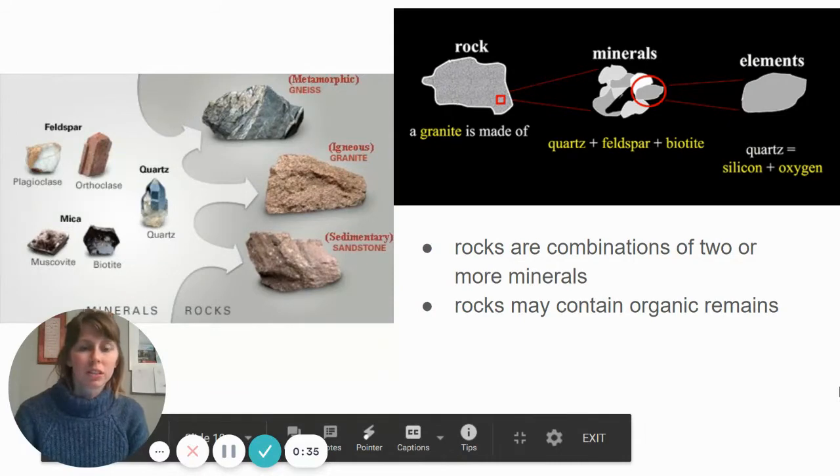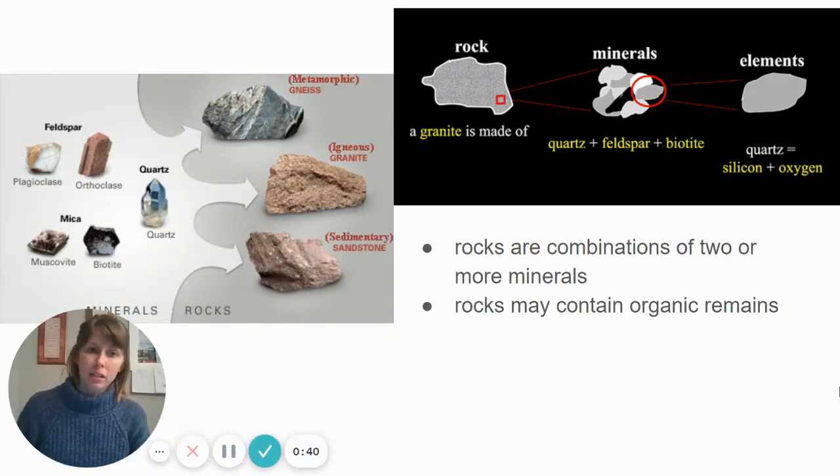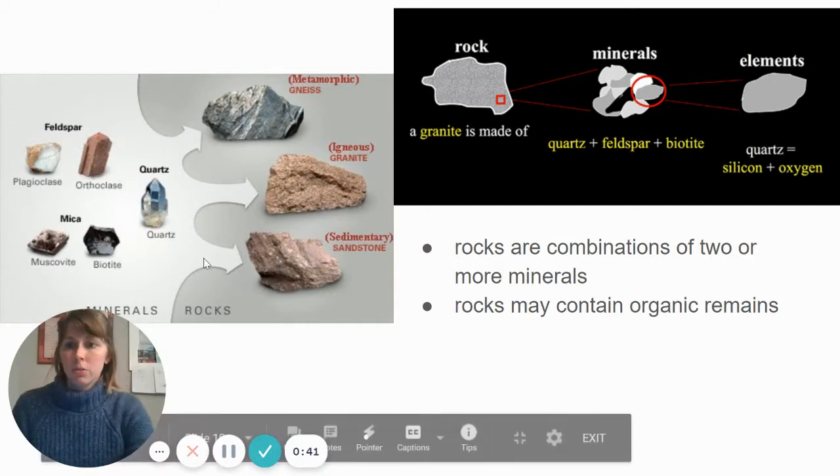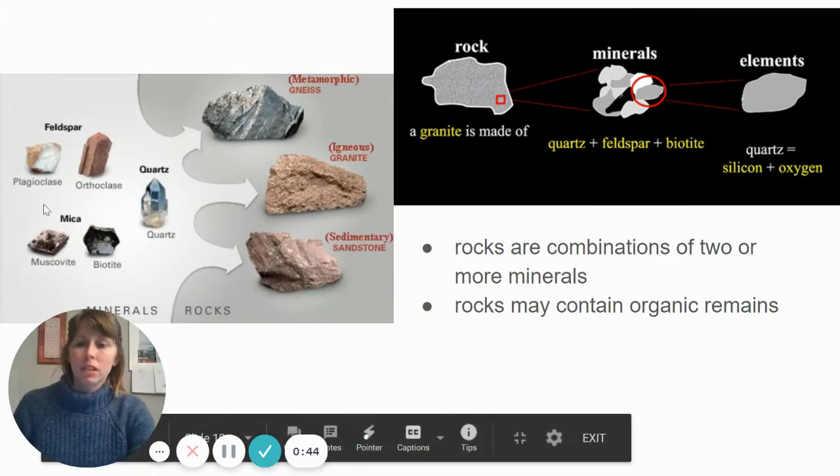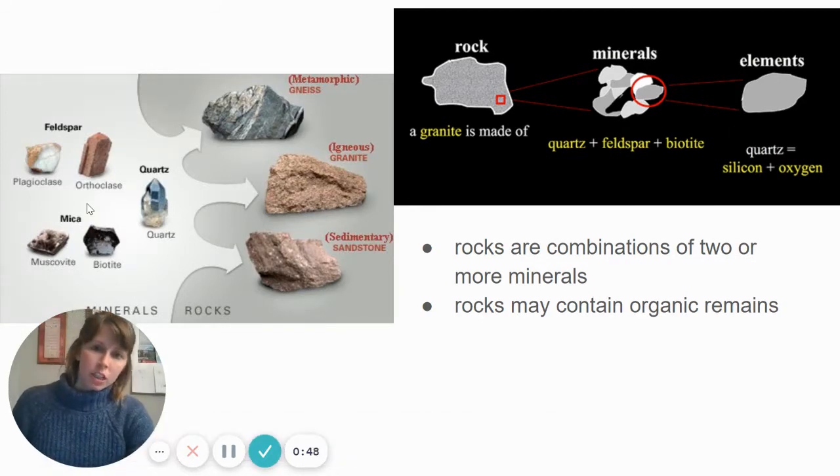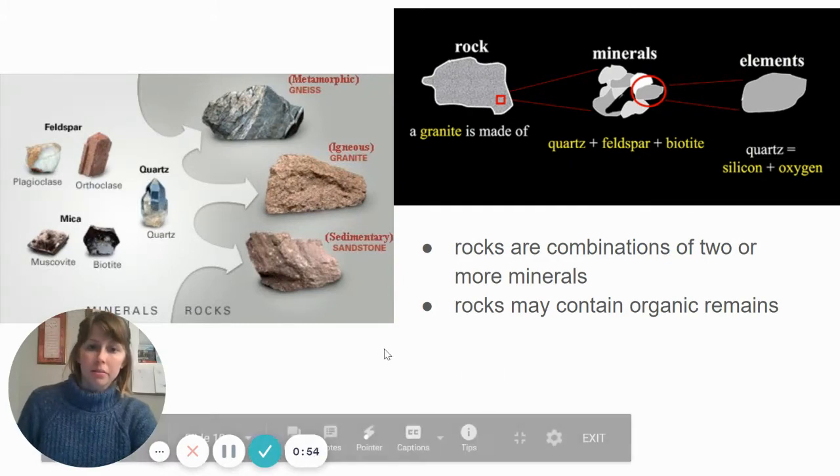So, what are rocks? Rocks are combinations of minerals, and they may contain organic remains. And over here we have some different minerals and different combinations of them depending on the pressure and the heat, and all the things that happen to those minerals can make different kinds of rocks.